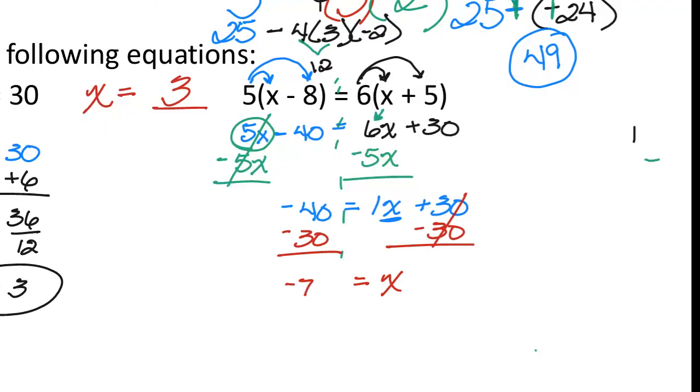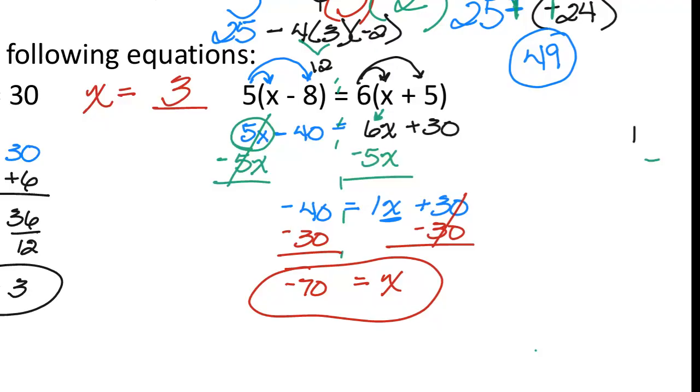Negative 70. That's a really large number. Are we sure that's right? Well, how could I check? How could I check? Do you know how to check? Nobody wants to check because you always think your work is right.